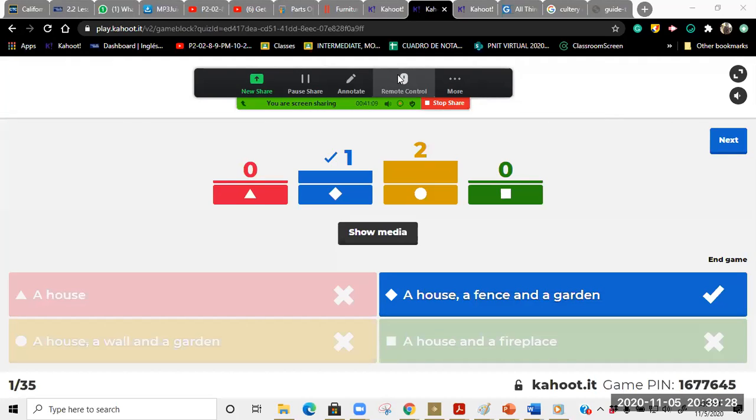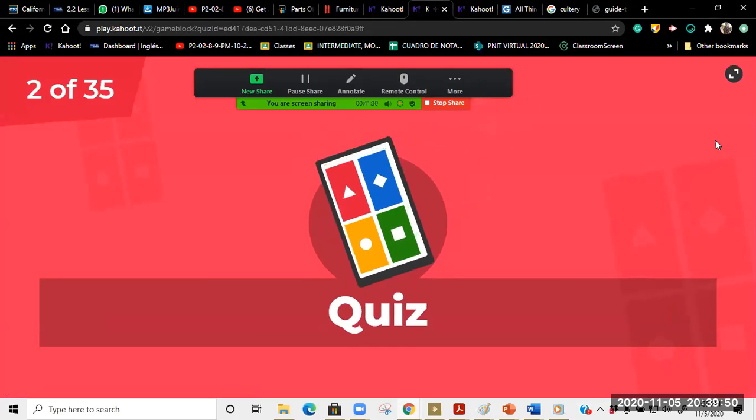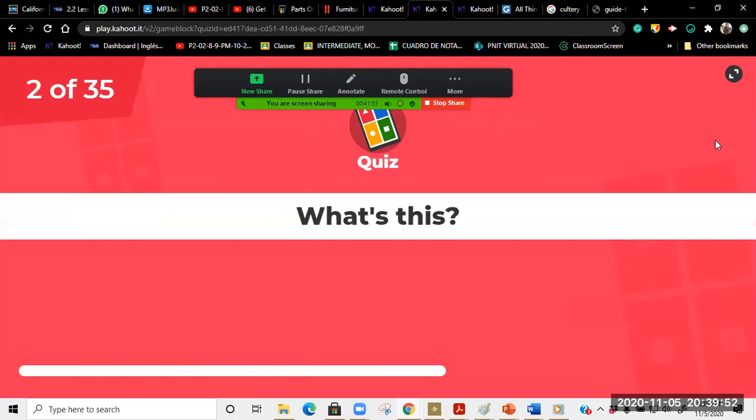Una casa, un jardín, y lo que protege la casa, una verja. Okay, very good. So it was a house, a fence, and a garden. Very good. Good job. Veamos quién. Marcela, good job, Marcela. Okay, estamos aprendiendo.